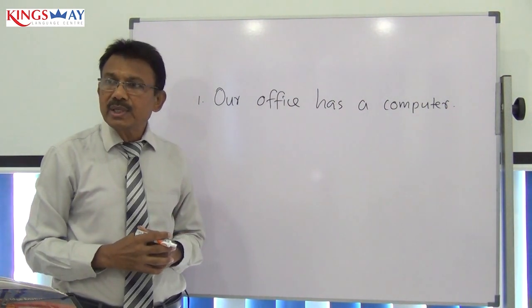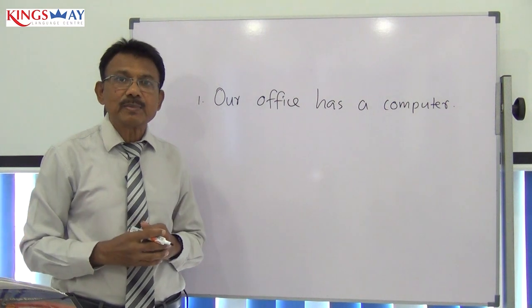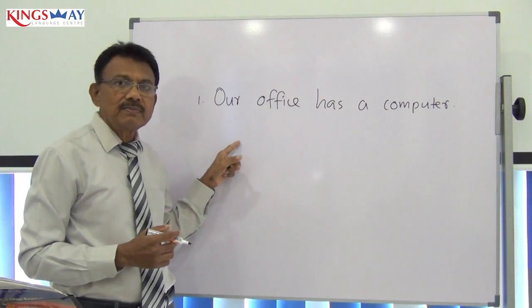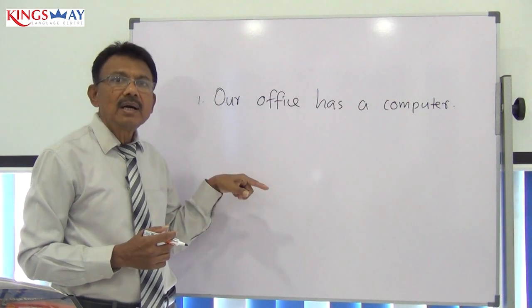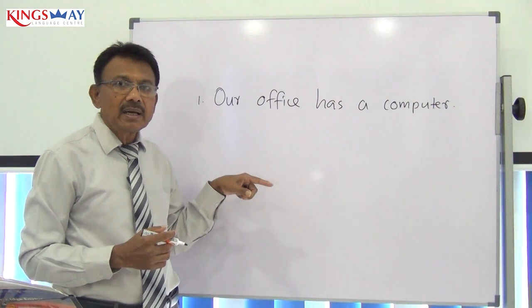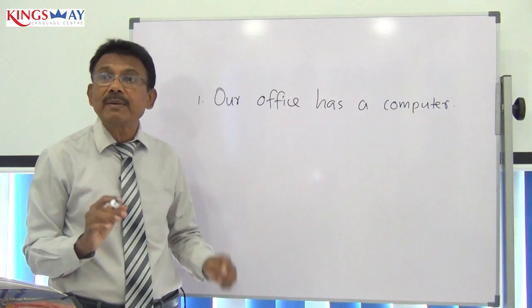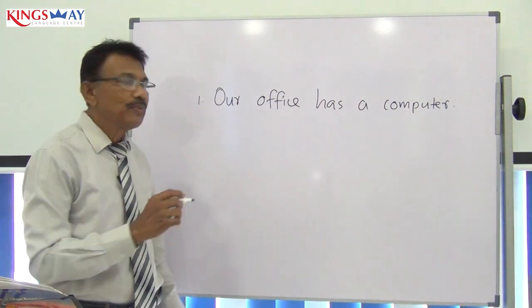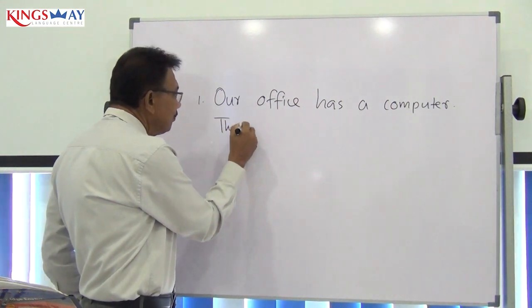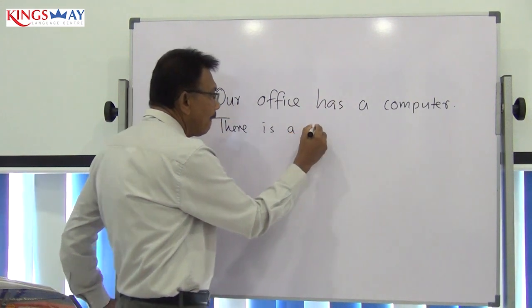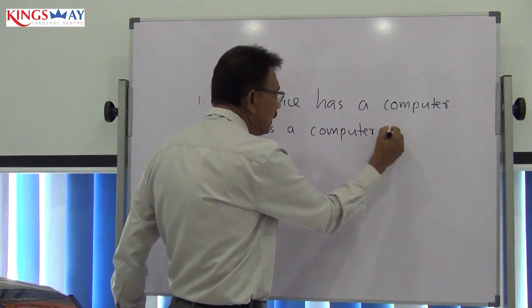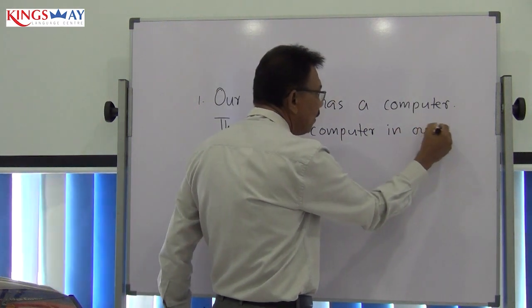When you do Cambridge exams, you have the sentence transformation. Even in FCE you have, right? So you have to transform this, using other words, in a different way, but give the same idea. How can you do that? We can do it like this. There is a computer in our office.